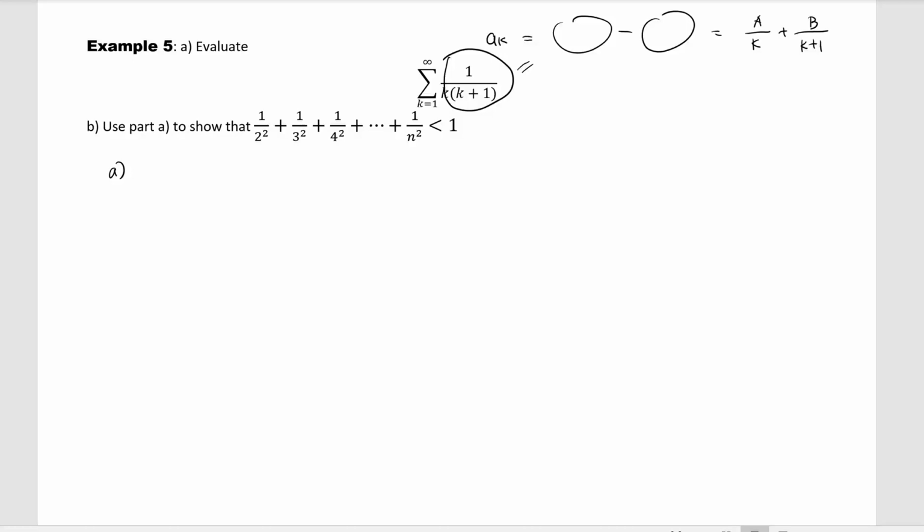When you clear the denominator, you get 1 equals a times k plus 1 plus b times k. You plug in k is 0, you get 1 is a, b is 0. Oh, so a is 1. You plug in k equals minus 1, you get 1 equals the a term is 0 and then minus b, so b is minus 1.